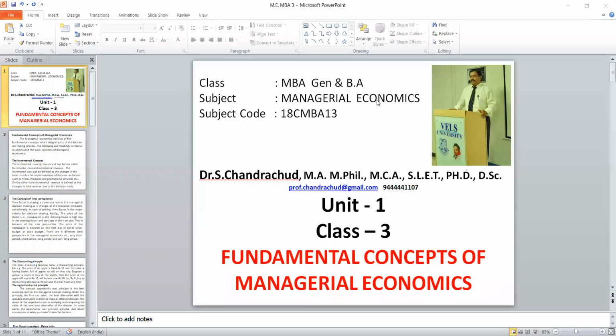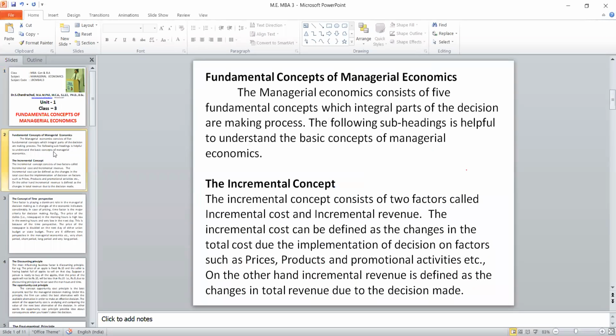The second one is the concept of time perspective. The third one is discounting principle. The fourth one is opportunity cost principle. And the fifth one is equi-marginal principle. We will see one by one. So, how many fundamental concepts are there? There are 5 fundamental concepts, starting with the incremental concept.